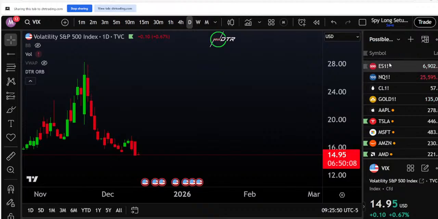14.95. So the market is kind of selling off, and yeah, market selling off, VIX is under 15. Kind of doesn't tell us the exact same story.